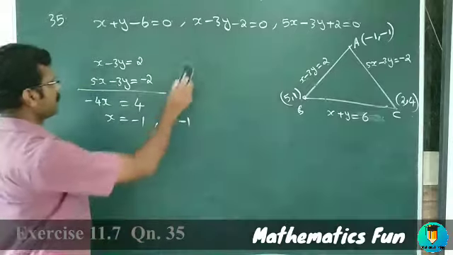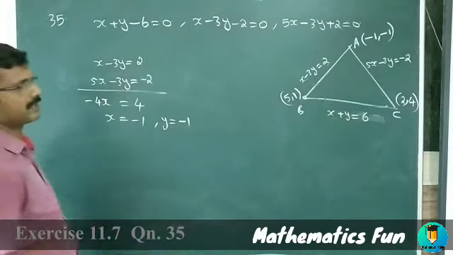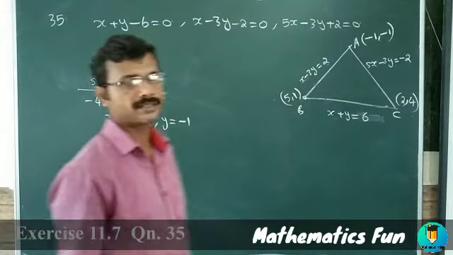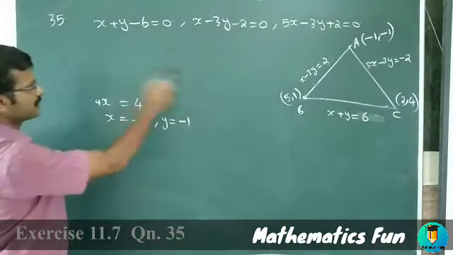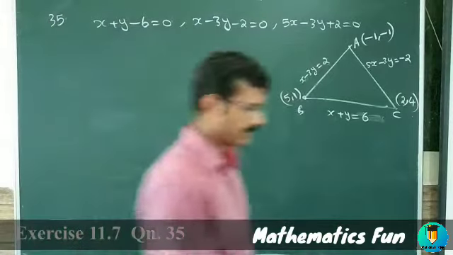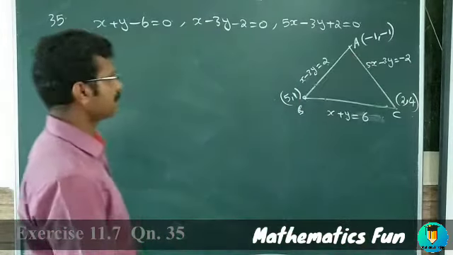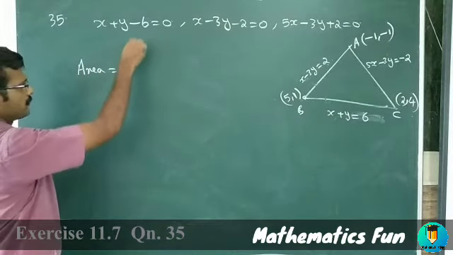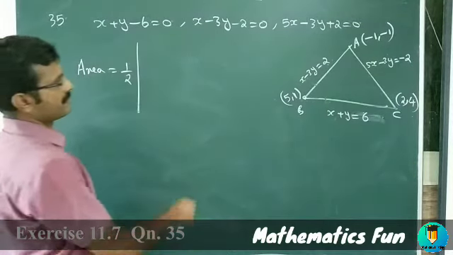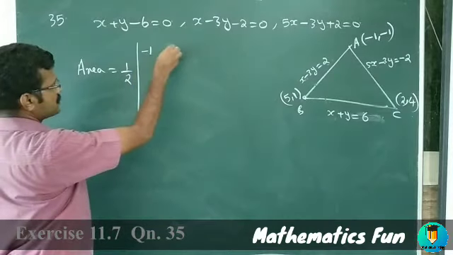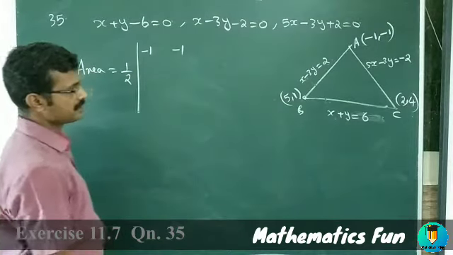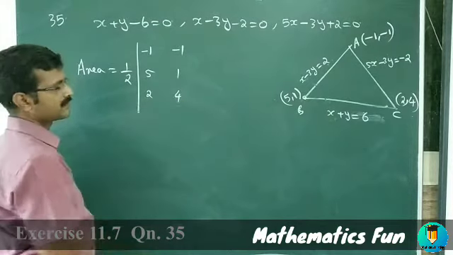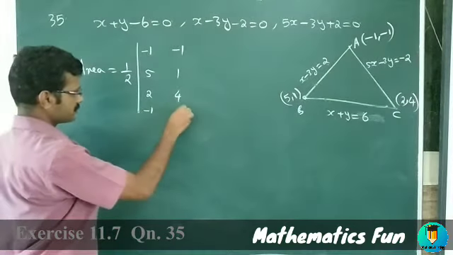Then now we can find out the area of the triangle. So I applied the simultaneous method 3 times. That way I got all the three coordinates. Now I will find out the area by the formula that I gave earlier, half. I am writing first the first coordinate, that is A, then B, then C, then once again the first coordinate.